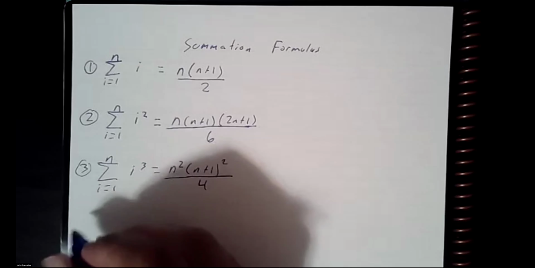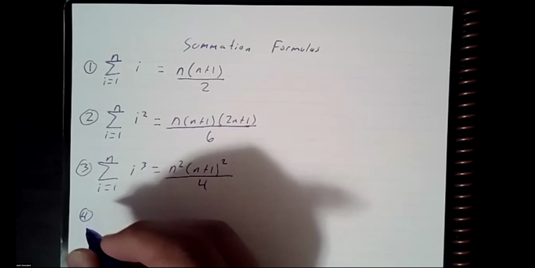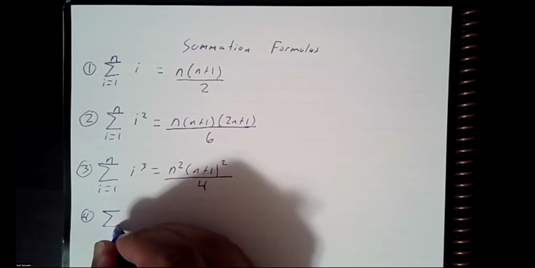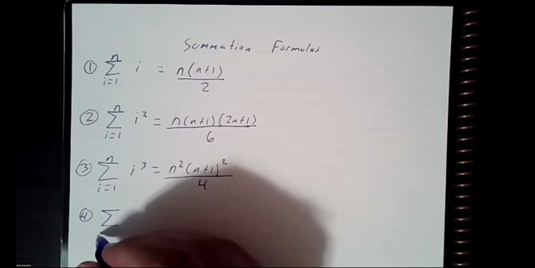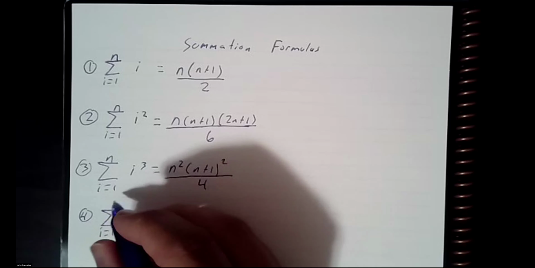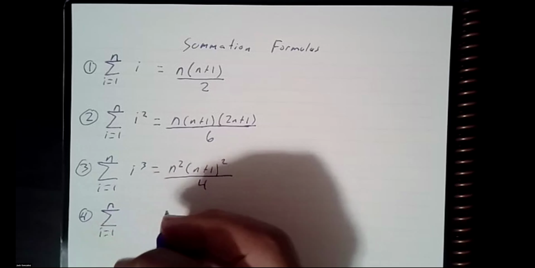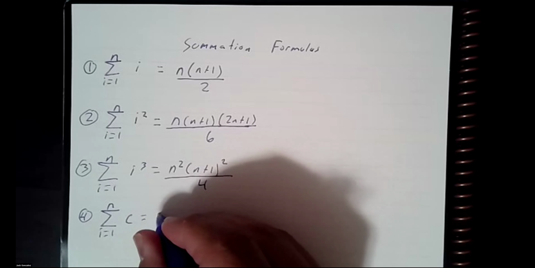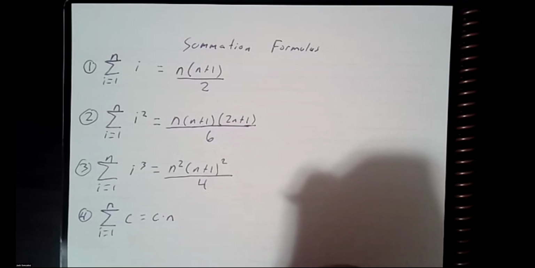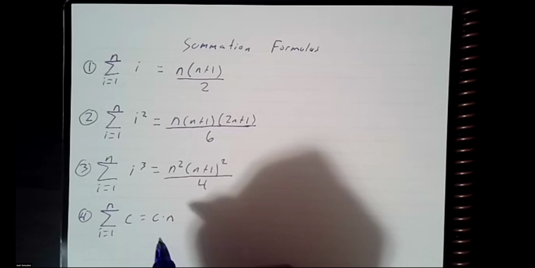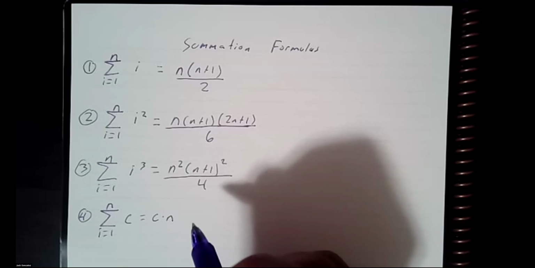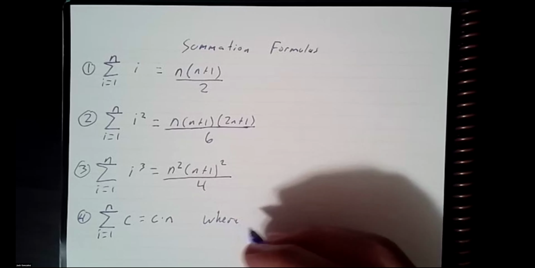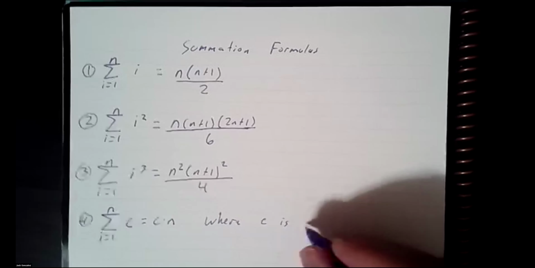All right, there's another one. If you're adding a constant n times, well, it's just n times c. That one's kind of obvious, right? Where c is any real number.